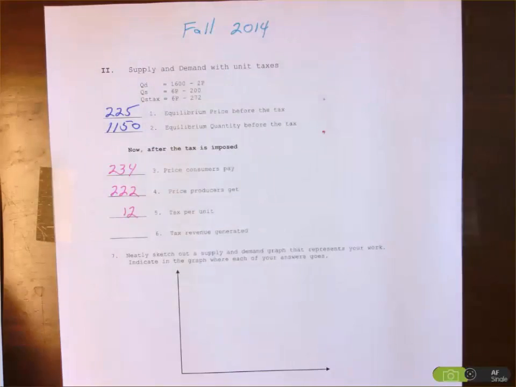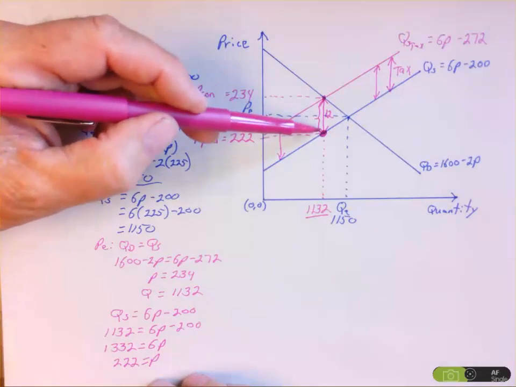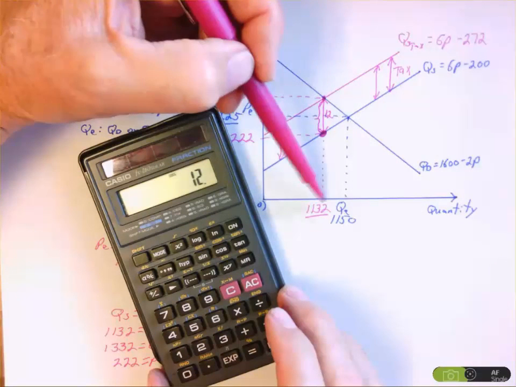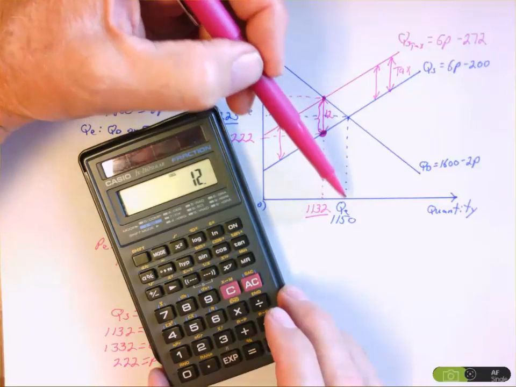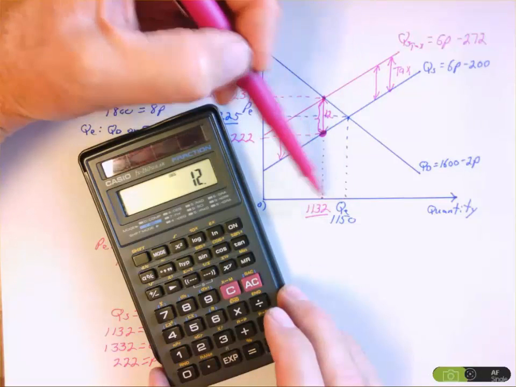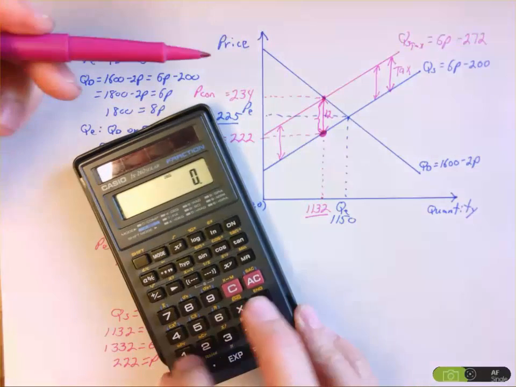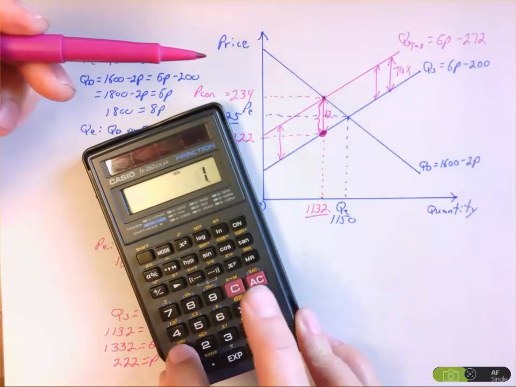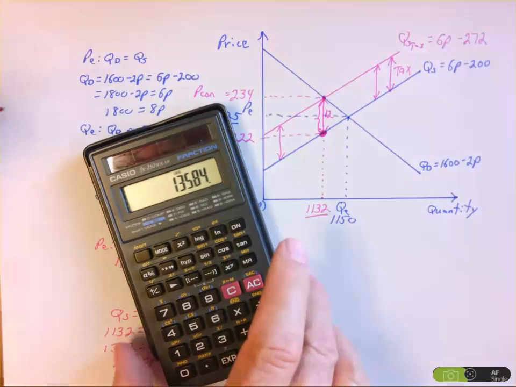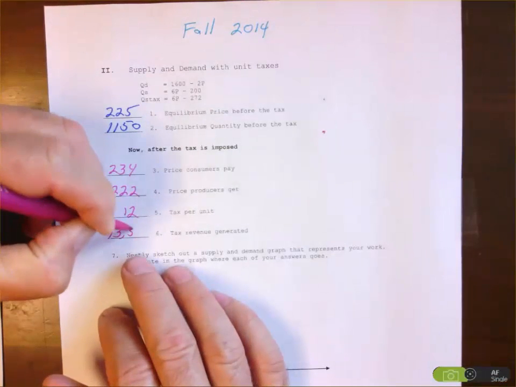Okay? And then it wants to know, what is the tax revenue generated? Well, the tax revenue generated is the $12 that the government gets on every one that's sold times the number of units sold. Now we got two numbers down here. Which one of these two numbers is the number sold? I hope you can see that it's this. This is how many units were sold before we put the tax on, but with the tax the price is slightly higher to consumers, and so they buy a little less. So the tax revenue generated is $12 times 1132, which gives me a number of 13,584.